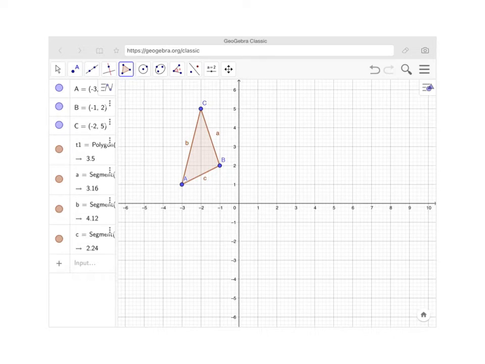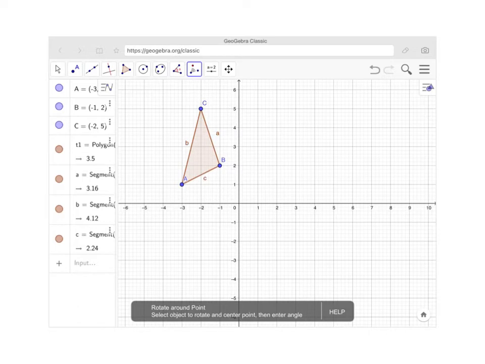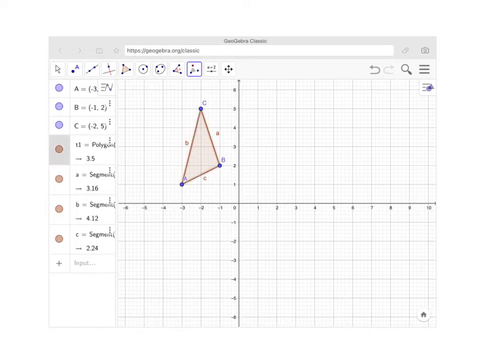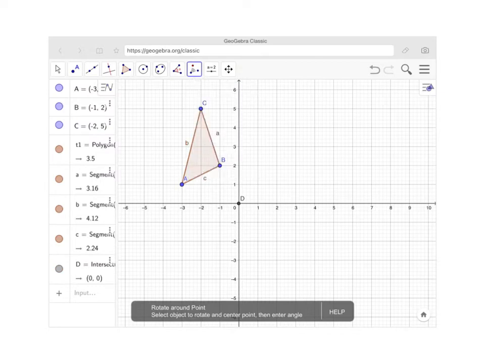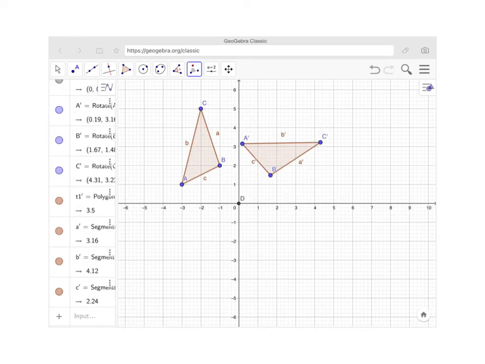So the first thing I'm going to do is grab my rotation tool, rotate about a point. I'm going to select my object. I'm going to select the point that I'm going to rotate it around, which is going to be the origin. Oops, I need a point there at the origin. Let's try that again. I'm going to rotate my object around the origin by 75 degrees, and I'll do clockwise. And you can see this is where it ends up.